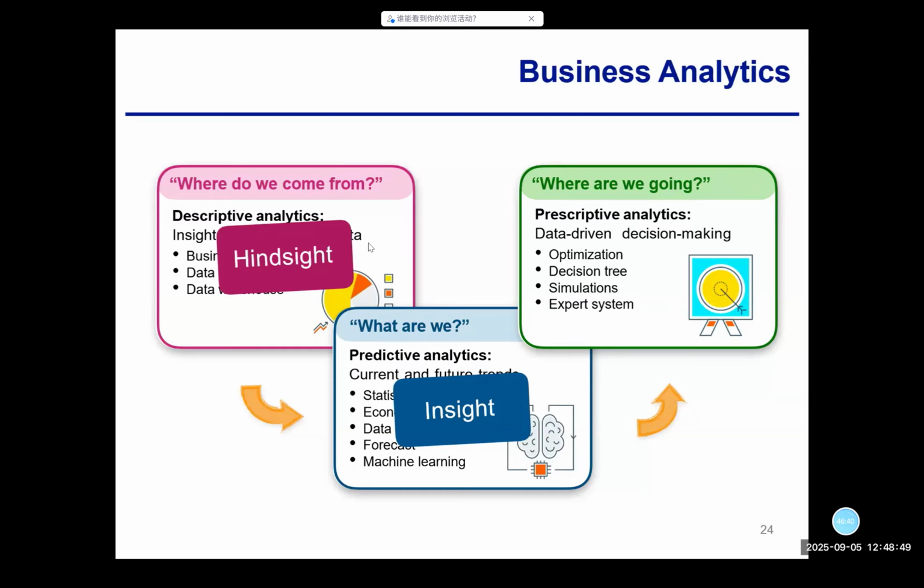So here, in the last step, we care about making better decisions by utilizing the data, which involves a lot of optimization, including decision trees, simulations, expert systems. And this is called foresight. So this is about the past, the present, and the future. We are trying to make our future decisions a better process.